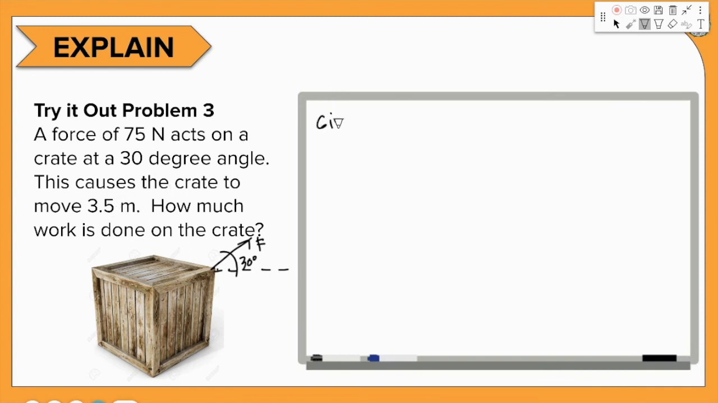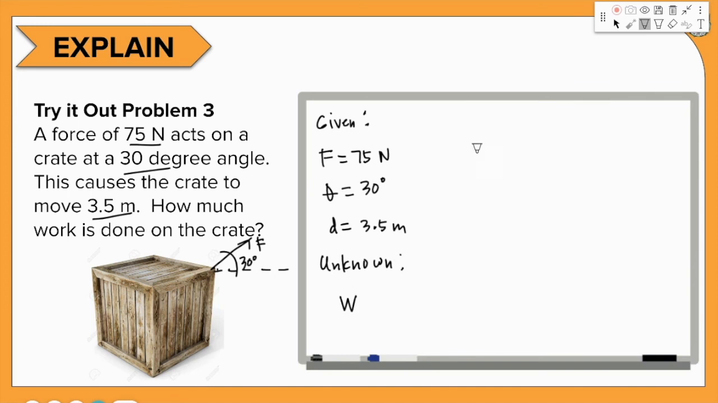Okay, so let's write all of the given. We have 75 newtons, 30 degrees, 3.5 meters. So force is equal to 75 newtons. Again, just look at the unit. That will give you an idea what the quantity is. Theta, big letter theta, is 30 degrees, right? And then it causes the crate to move. So that's the displacement, 3.5 meters. And then the unknown will just be work done.